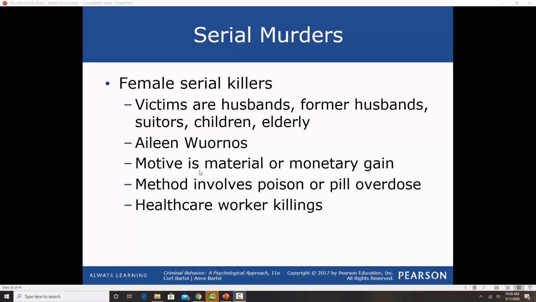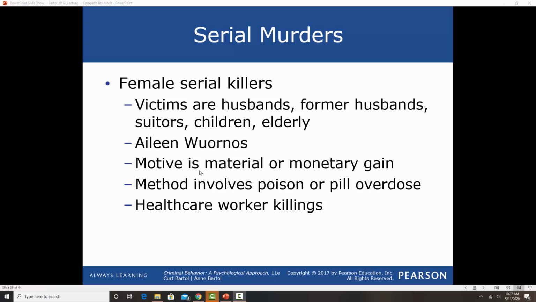There are female serial killers who are healthcare workers who say they are putting people out of their misery or helping people end their lives, but if you're doing that to several victims, that would technically be a serial killer. When you look at female serial killers, a third of them kill strangers. Two-thirds, their victims are husbands or former husbands or suitors, children, elderly, something like that. They tend to last longer with their behaviors.